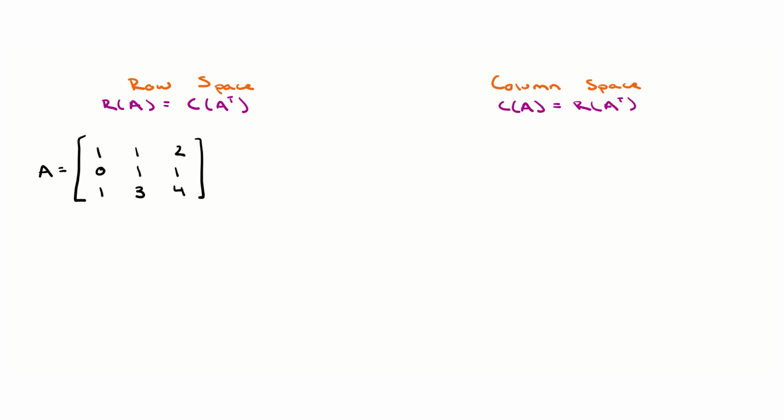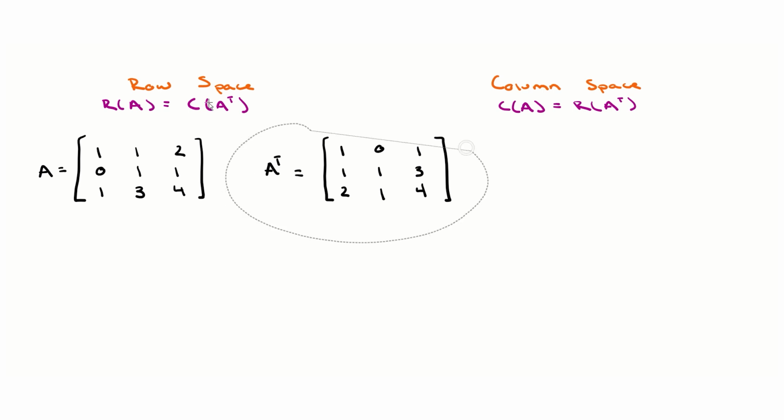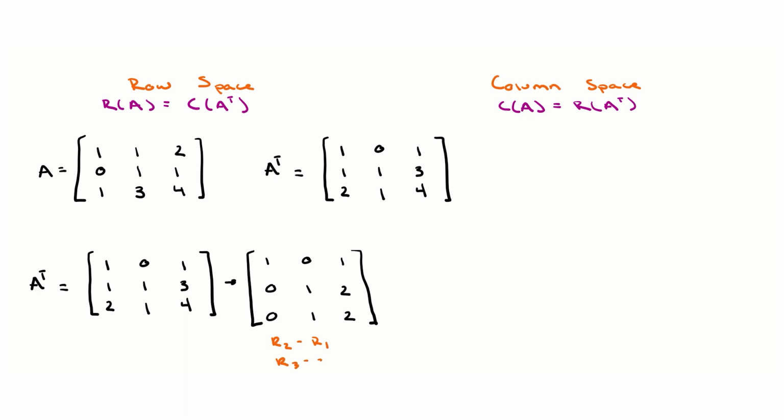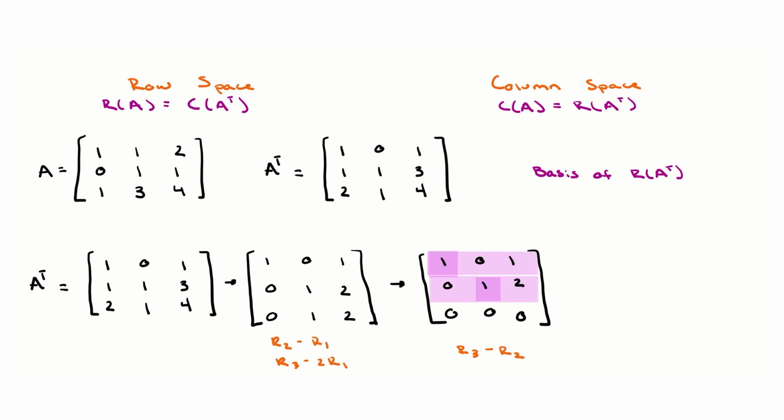So the first thing that I'm going to do is transpose our matrix A. This is our matrix A transpose, and now I'm going to row reduce. Okay, so we've got A transpose in row echelon form, and now let's take a look at the basis of our row space. Our pivot positions are in row 1 and row 2.